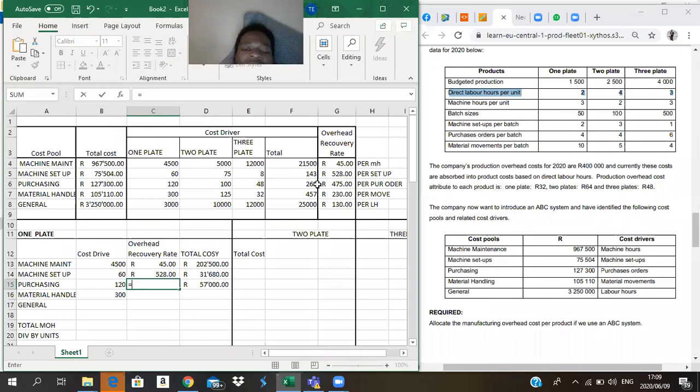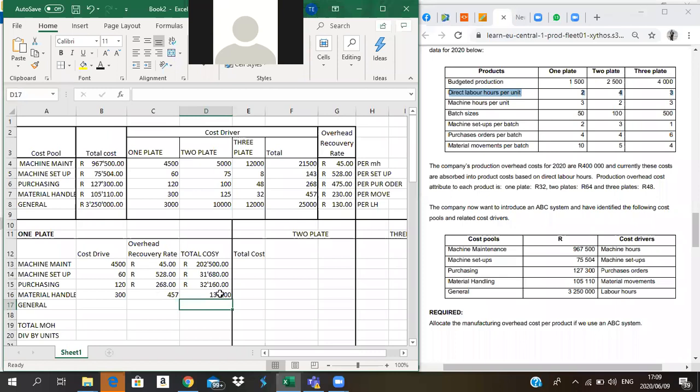Purchasing... there is the 268 there. And then the POR for material handling here. Material handling, the POR is the 457. So now I need to put the 457 there. Then from there, guys, I need to take my 300, then I multiply by the 457, then I get that total cost there.